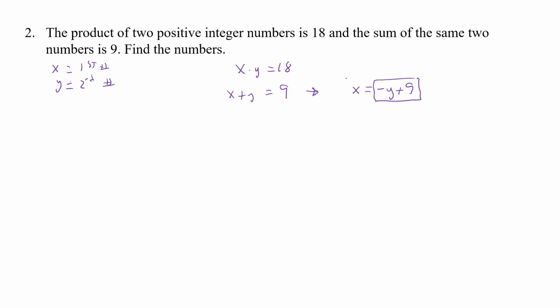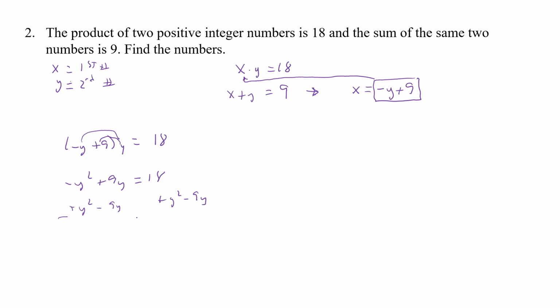Now we say, okay, well, that's going to be plugged back into this, and we get minus y plus 9 times y equals 18. Now we're going to distribute, and so we get negative y squared plus 9y equals 18. Now I'm going to take everything to the right, so add y squared, subtract 9y. So 0 equals y squared minus 9y plus 18. And so 0 is equal to, now I'm going to have two factors, a y and a y, and a minus and a minus. And so what two factors of 18 are going to equal 9 when added?